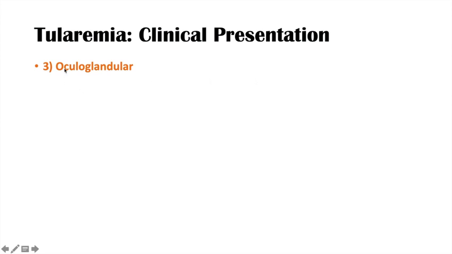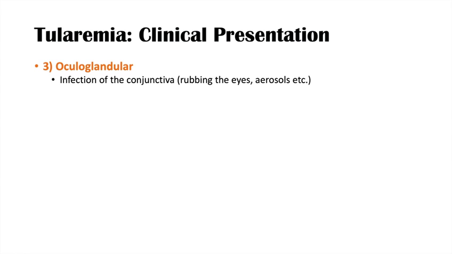So break it down again. Oculo, something to do with the eye. Gland, again, the lymph nodes. So this has both a glandular component and an ocular component. There's an infection of the conjunctiva of the eyes, usually through rubbing of the eyes. So if you have bacteria on your hands and you rub your eyes, that may be a way to introduce bacteria into the conjunctiva. It may occur through aerosols as well. Usually it's unilateral, so one eye is affected, whereas the other one is okay.